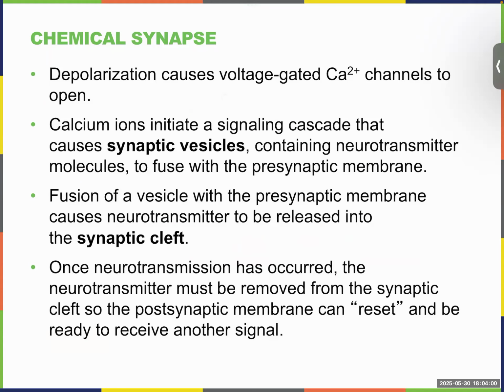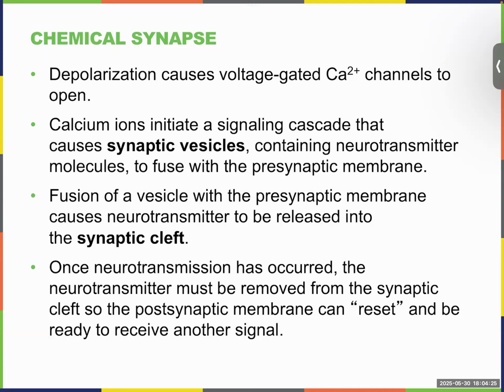Postsynaptic membranes are beyond the synaptic cleft, the gap between two neurons, or a neuron and a muscle cell. And this fusion of these vesicles containing hormones here will allow release of the hormones into this little gap between the initial neuron and the responding neuron or the responding muscle cell.